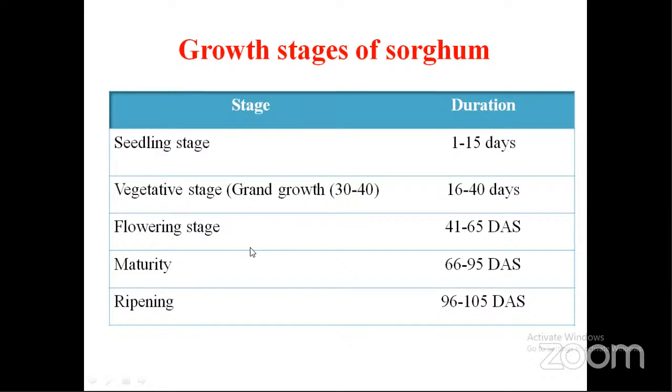Next, flowering stage from 41 to 65 days after sowing. Maturity from 66 to 95 days after sowing. Ripening 96 to 105 days after sowing.